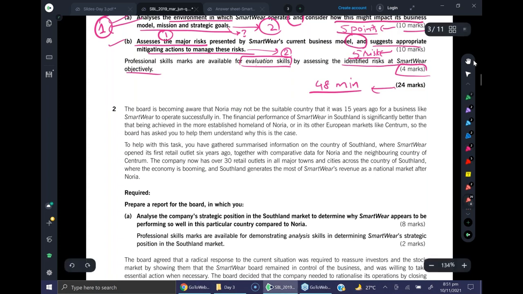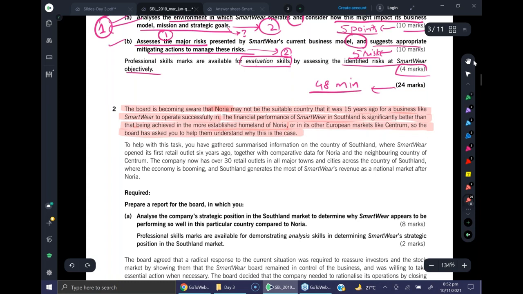So the board is becoming aware that Noria, the home country, may not be the suitable country that it was 15 years ago for a business like Smartware to operate successfully in. The financial performance of Smartware in Southland is significantly better than that being achieved in the more established homeland of Noria. So they are operating in another country, Southland, and they're doing better in Southland than in Noria or its other European markets like Centrum. So the board has asked you to help them understand why this is the case.